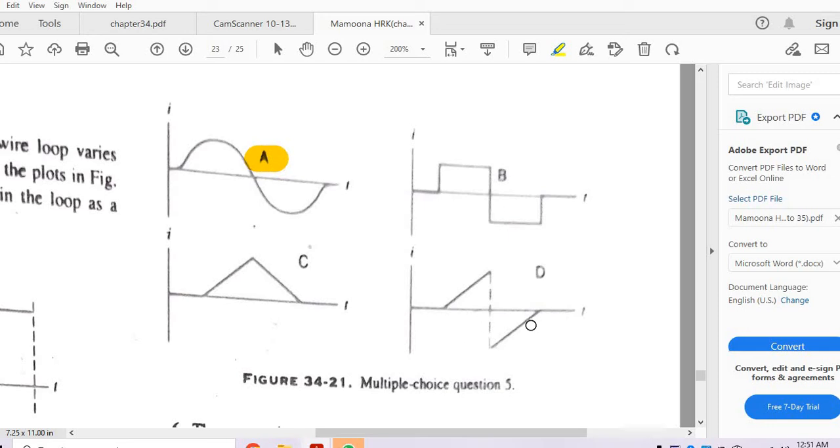This option is incorrect because here not for any instant of time the current is 0, but we know that when the bar magnet is in the middle of the circular loop, then the flux leaving the wire is exactly equal to the flux entering the wire. So here the current for a certain instant is 0. That's why this could not be the option, so option A is the correct one.